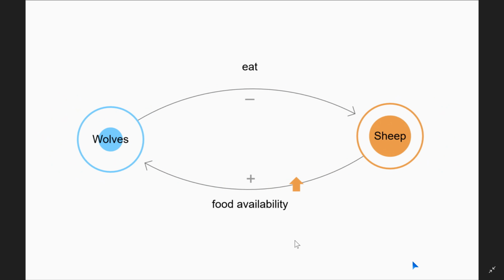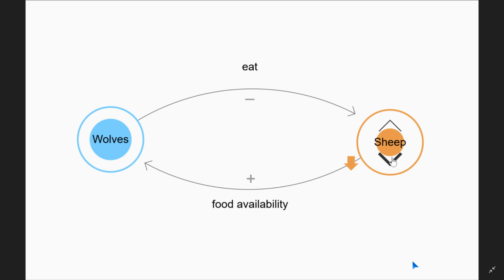down as well. The other way around, fewer wolves mean less danger for sheep to be eaten, so the population grows. So this is a very simplified model of how the population of wolves influences the population of sheep.